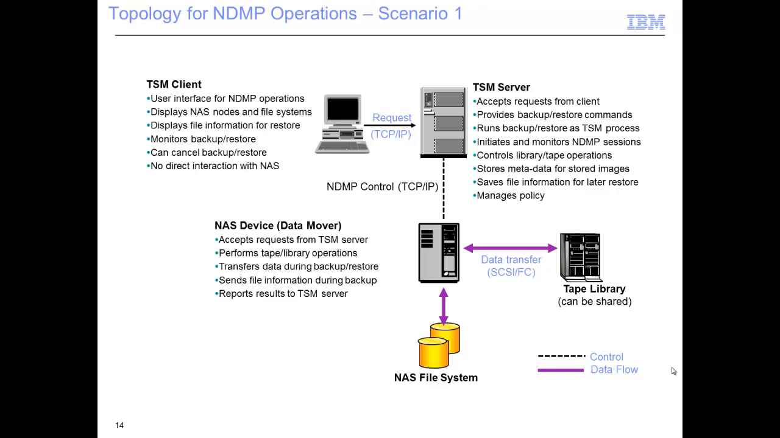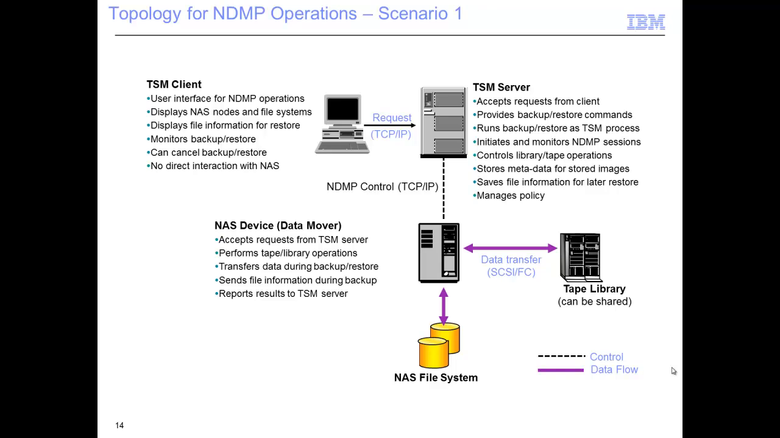It then takes the backup and restore commands that are needed and sends them over the network to the NAS filer. At this point, the NAS filer accepts the backup commands and then performs the required tape or library operations like mounting the tapes, positioning the tapes, and writing out to the tapes. It'll go ahead and do its backup, and then it'll send metadata back to the Tivoli Storage Manager, telling it about what it backed up and on which tape and so forth.